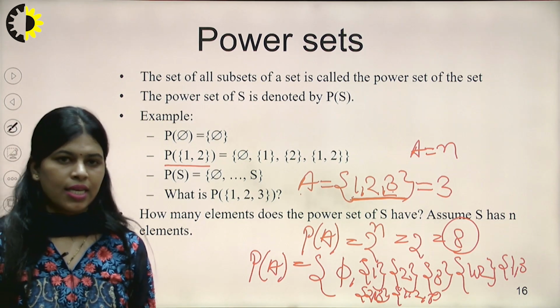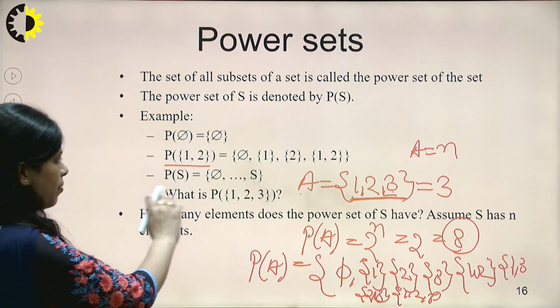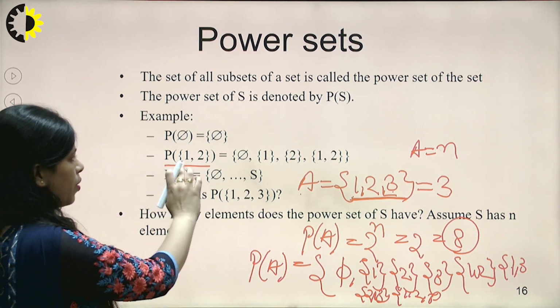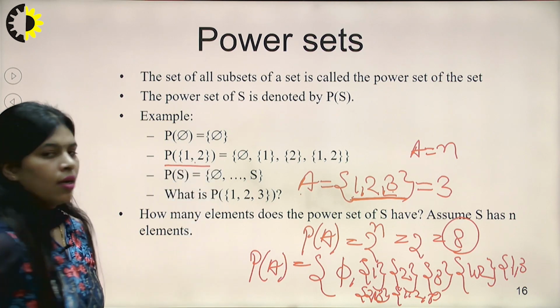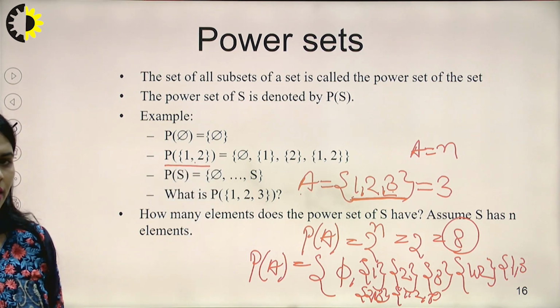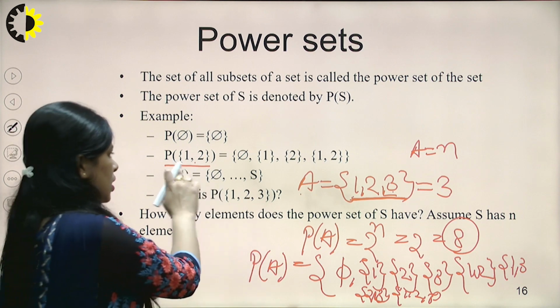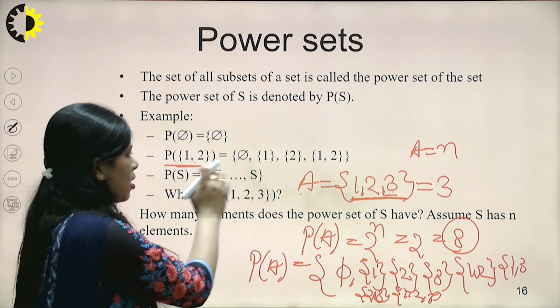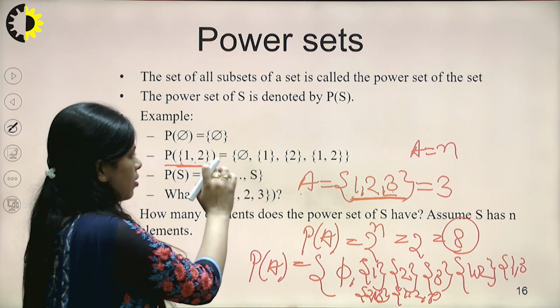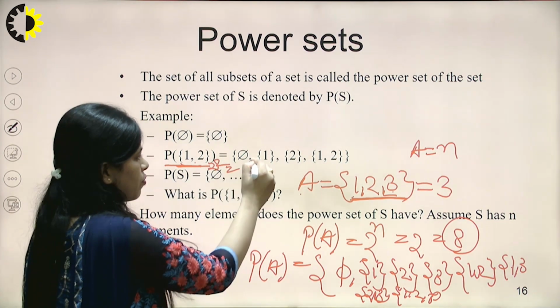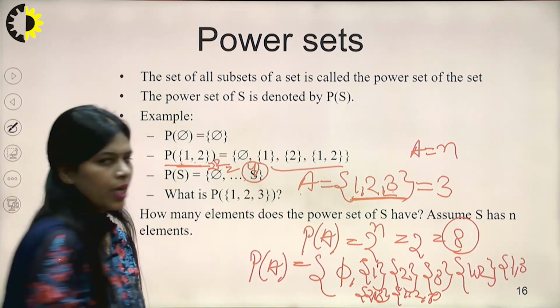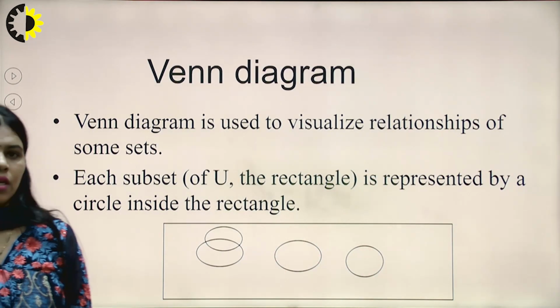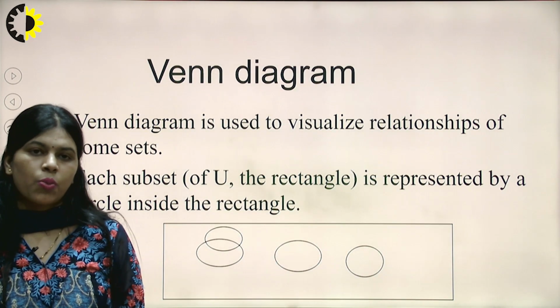Okay, next is P of S. If I take an example, the set {1, 2}, then what should be the power set of this set? Here there are 2 elements, so 2 raised to the power 2, that is 4 possible combinations, should be represented.